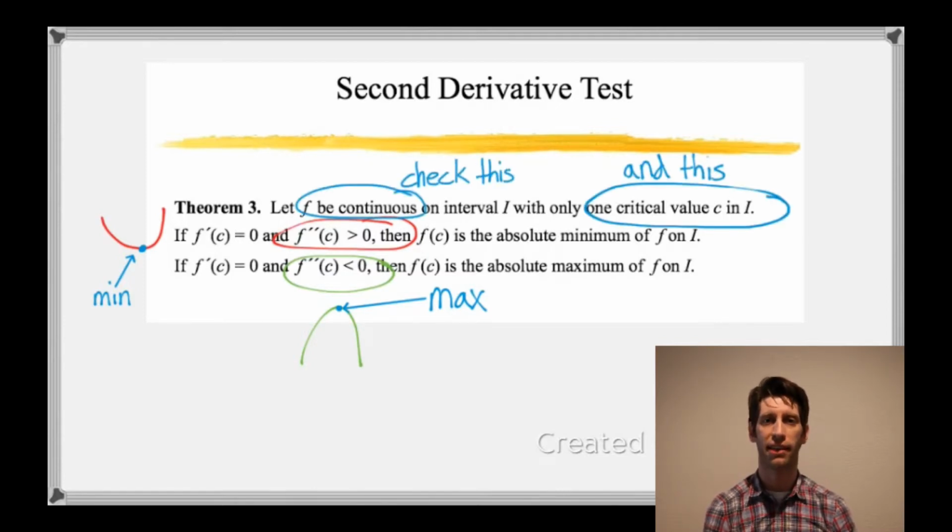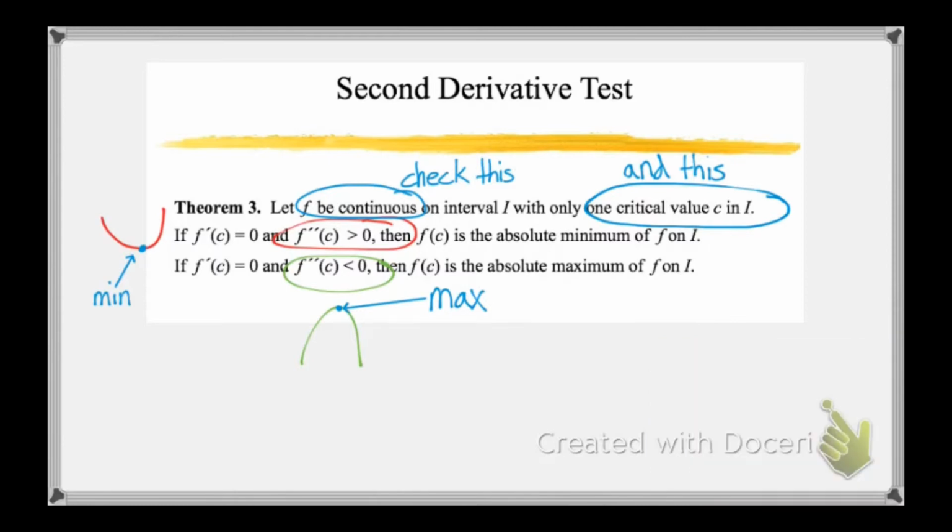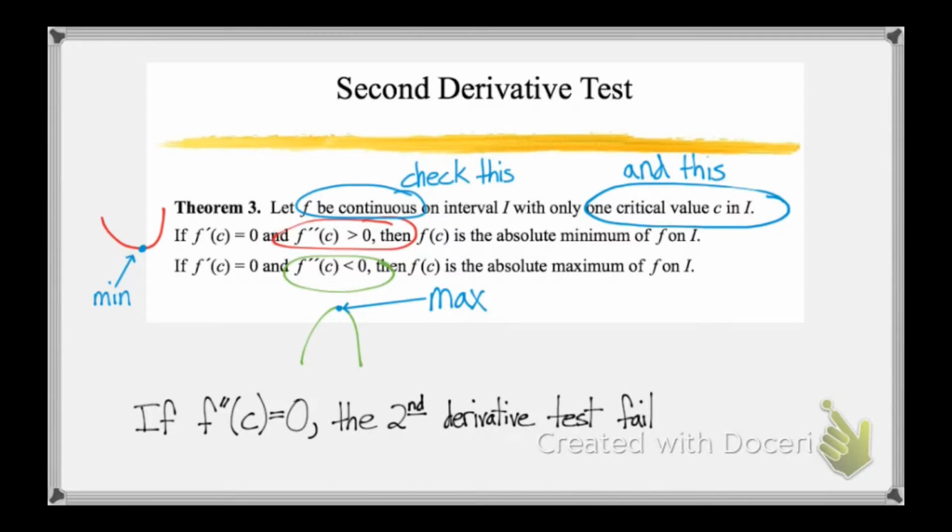So, a couple things to make sure of here. Be sure that you check that f is continuous on the interval in question, and that you have exactly one critical value on that interval. If both these conditions are not true, then there's no guarantee that the second derivative test will work. Now there's a drawback of the second derivative test that you need to be aware of. And that's that if f double prime of c is 0, then the second derivative test tells you nothing at all. In other words, it fails. It doesn't tell you any information.